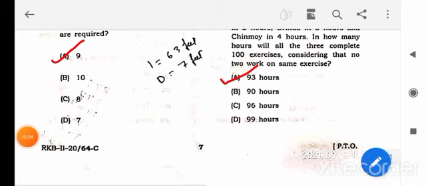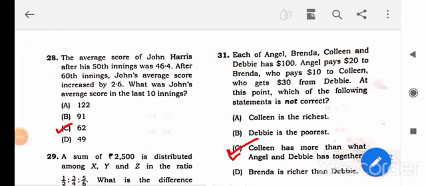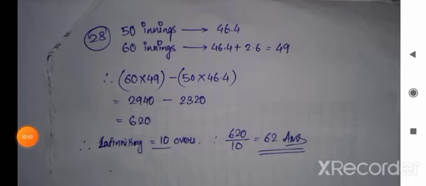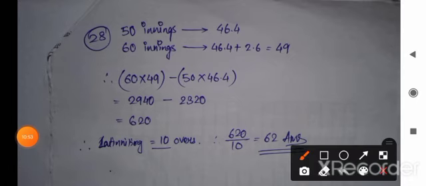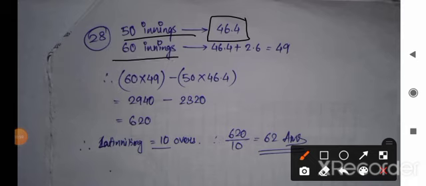Hope I'm clear. Next, the average score of a batsman in 50 innings is 46.4, and after the 60th inning the average score is increased by 2.6. So what was the average score in the last 10 innings? This question can be solved in this way. What was the average in 50 innings? The average was 46.4. What happened after the 60th inning? It increased by 2.6. So after adding to the earlier one, it will be 49.